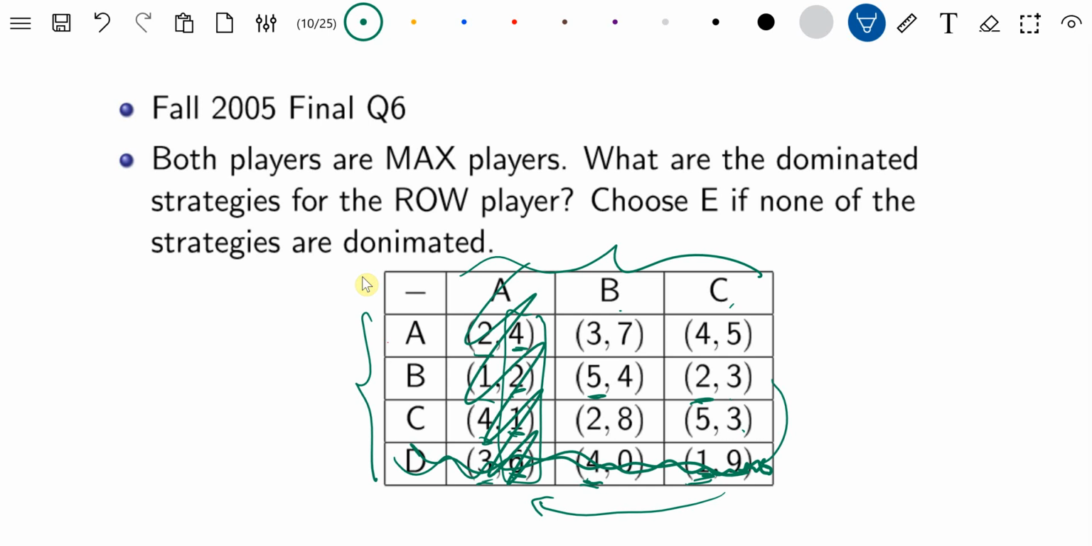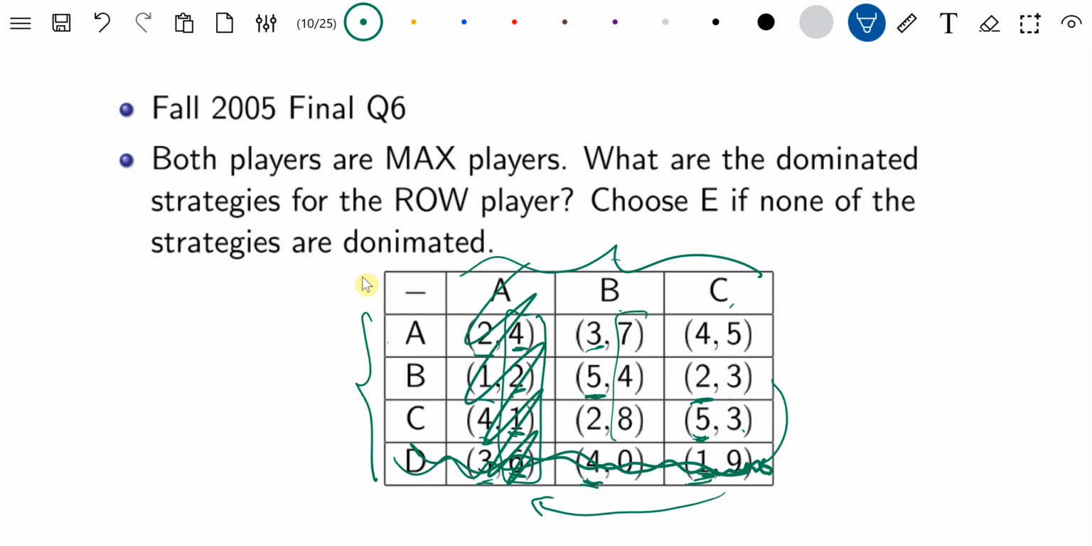Sometimes B is better, sometimes A is better. And for these two, sometimes C is better, sometimes A is better. Compare B and C, again, sometimes B is better, sometimes C is better. So they don't dominate each other. So let's switch to the column player.